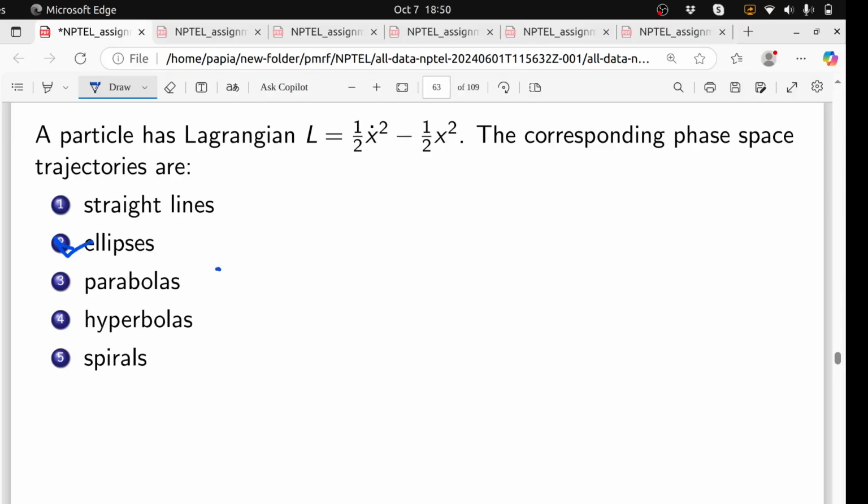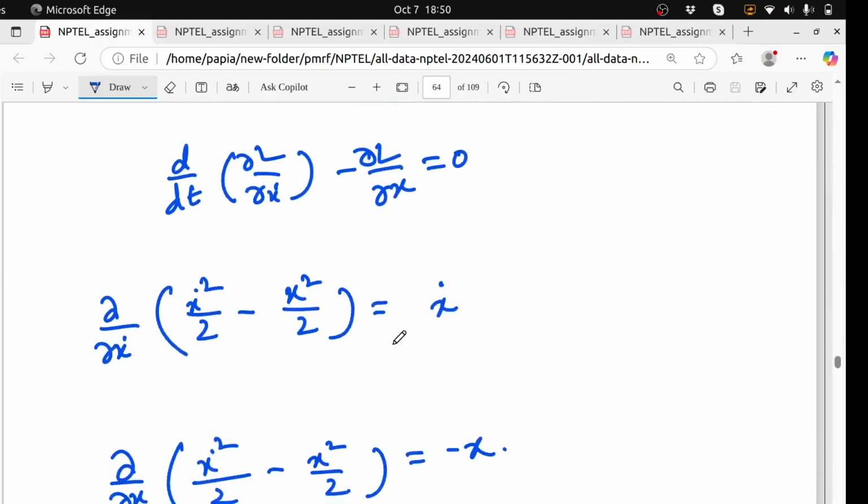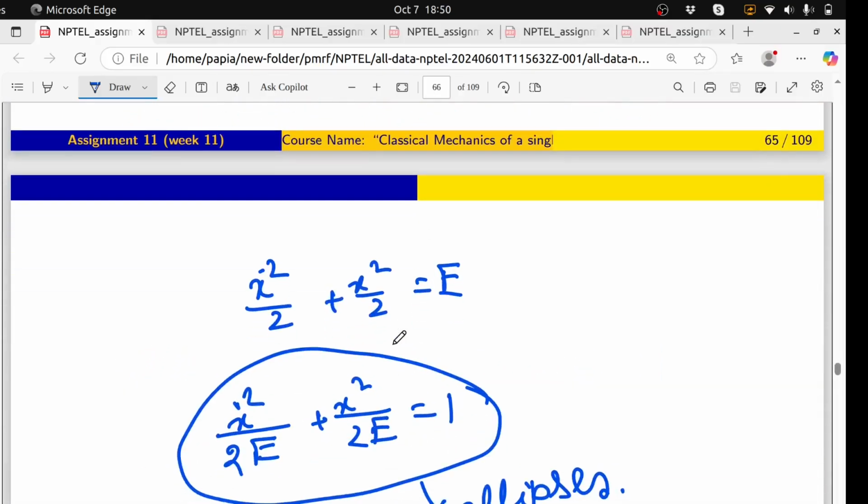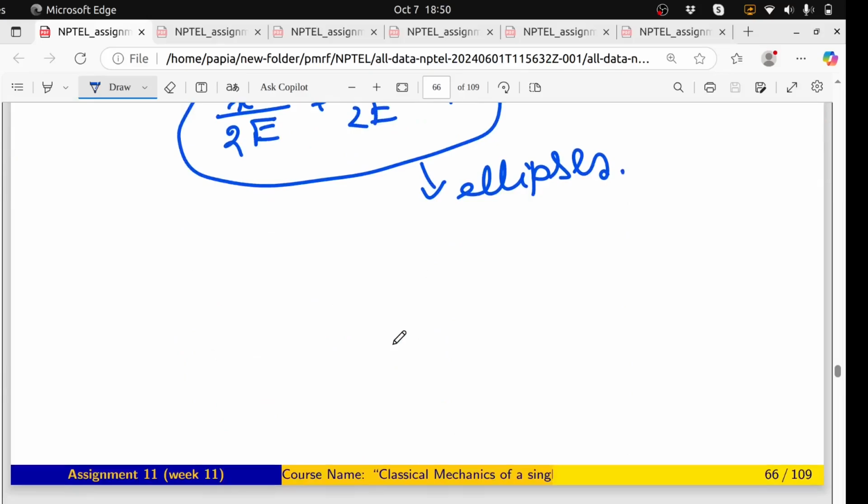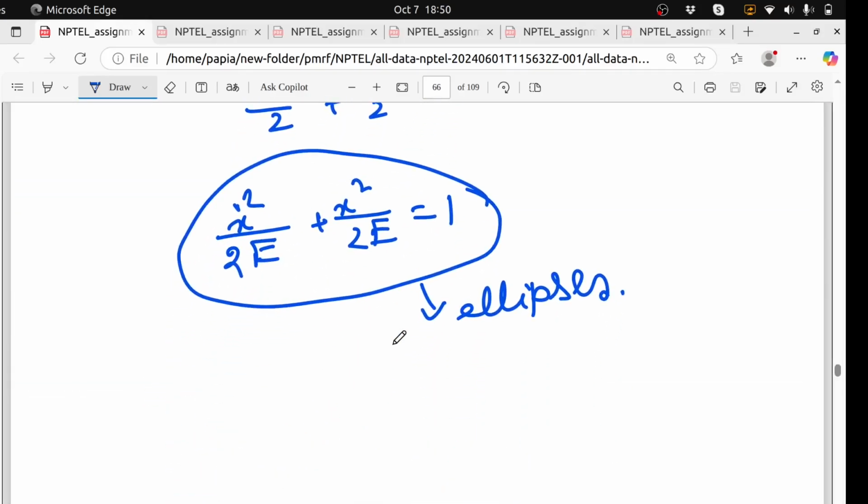So this will be the second option, ellipse. The particle has the Lagrangian L, x dot square by 2 minus x square by 2. The corresponding phase space trajectory is coming out as ellipse. Why? Because the equation is x dot square by 2E plus x square by 2E equals 1, and in the plane of x and x dot, this equation is nothing but the equation for an ellipse. But the x-axis will be x and the y-axis will be x dot.